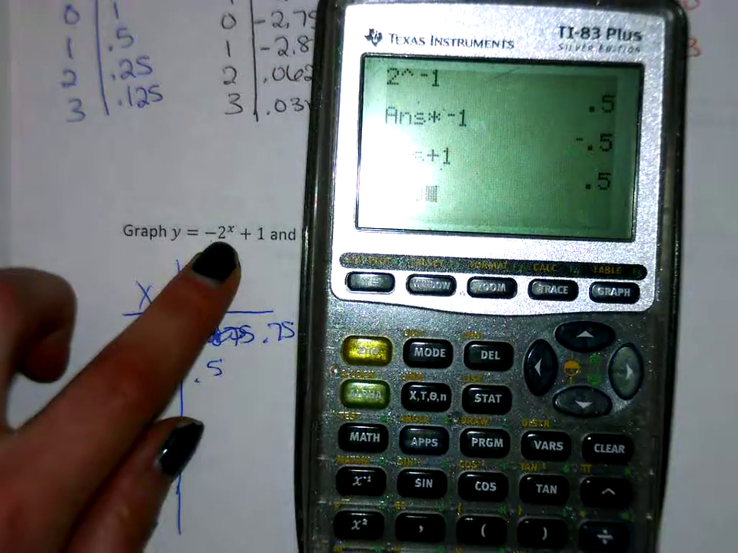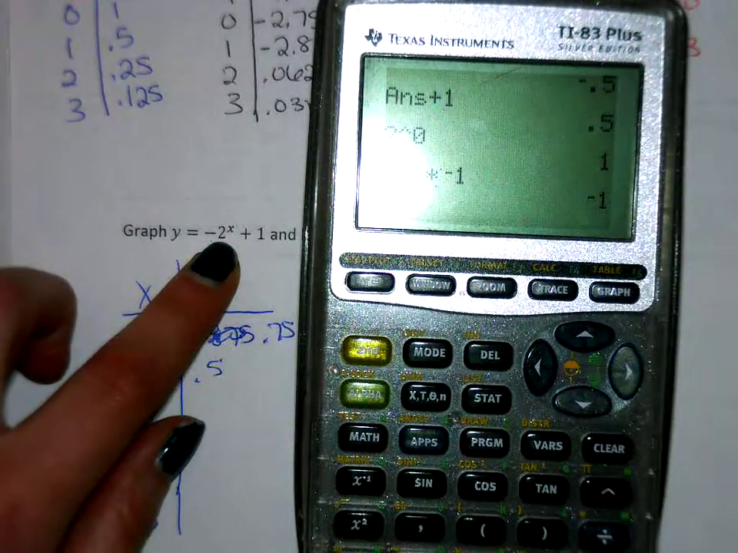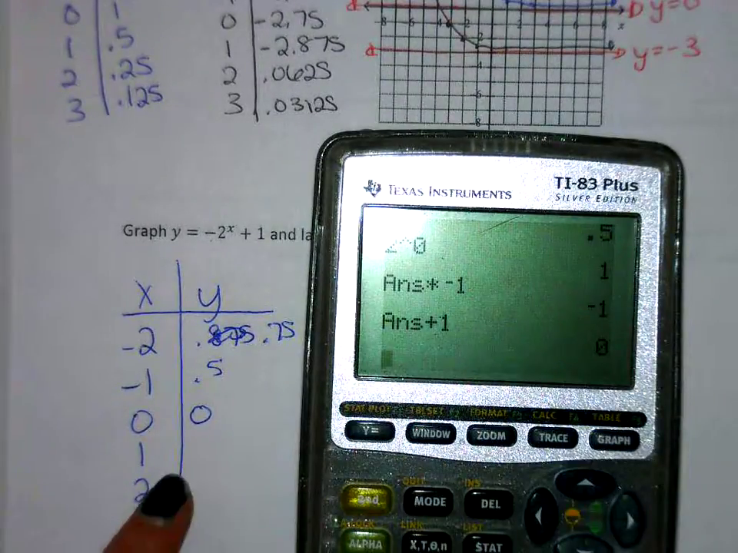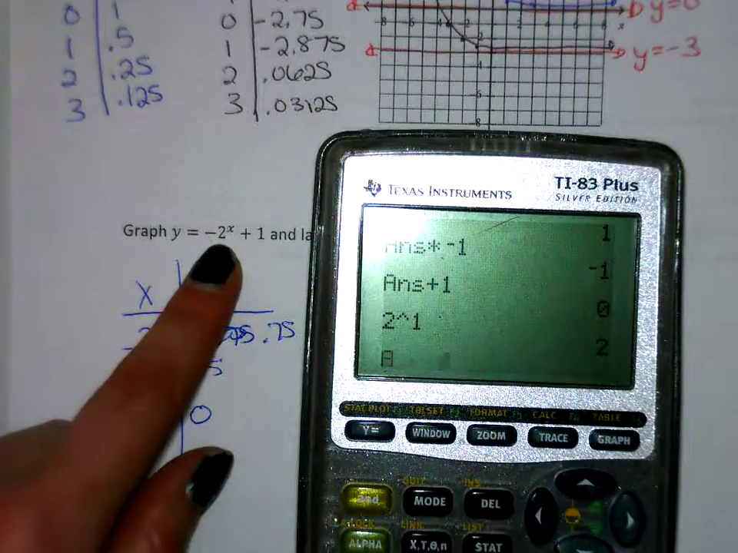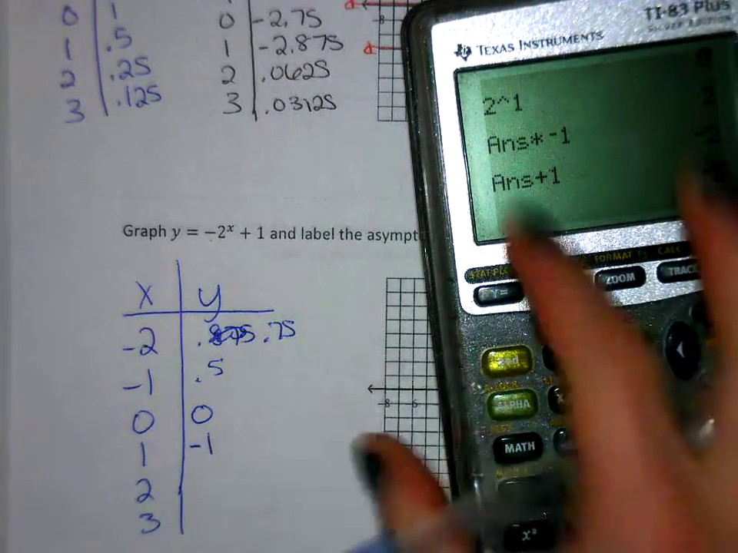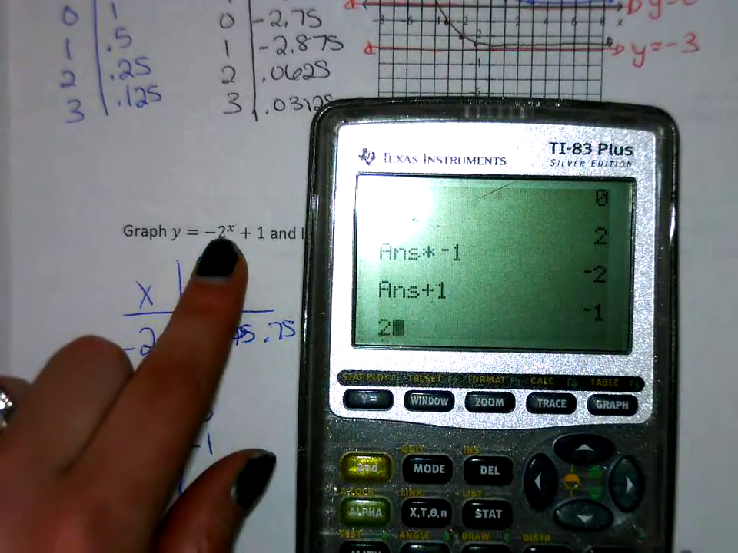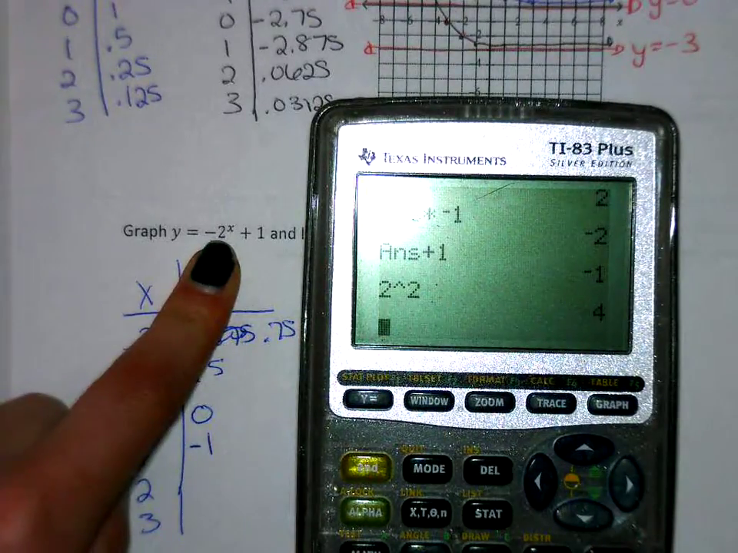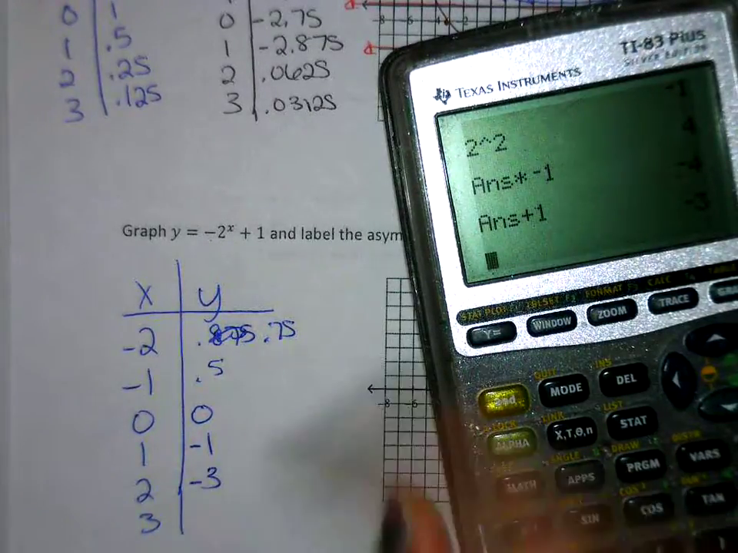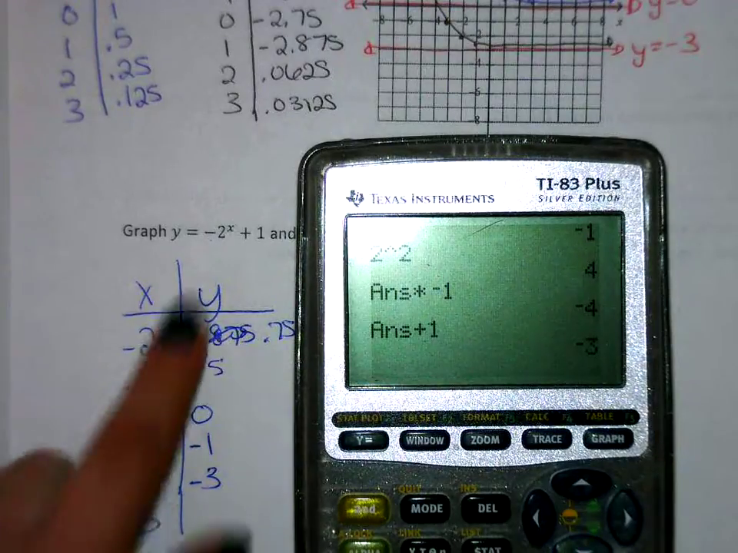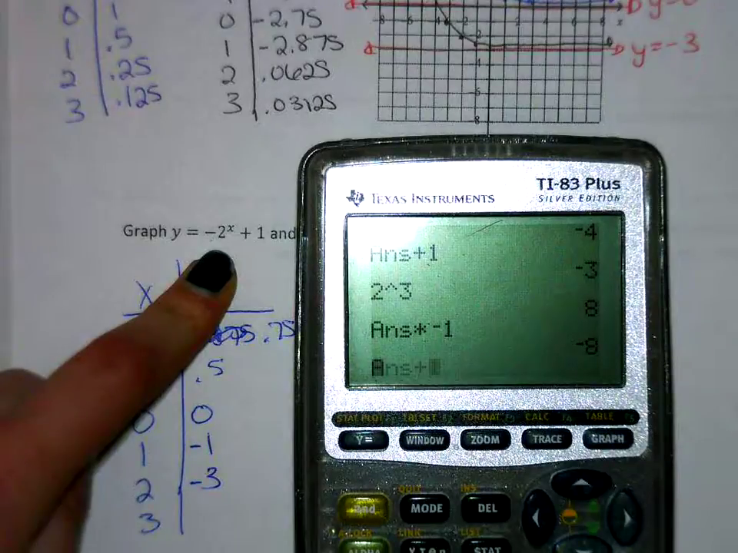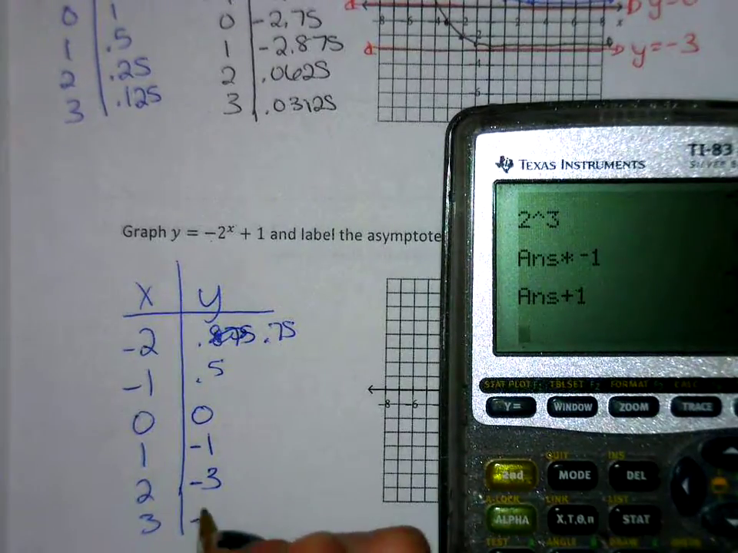2 to the 0 power times -1 plus 1 is 0. 2 to the first power times that -1 plus 1, so -1. 2 to the second power times -1 plus 1 is -3. And 2 to the third power times -1 plus 1, -7.